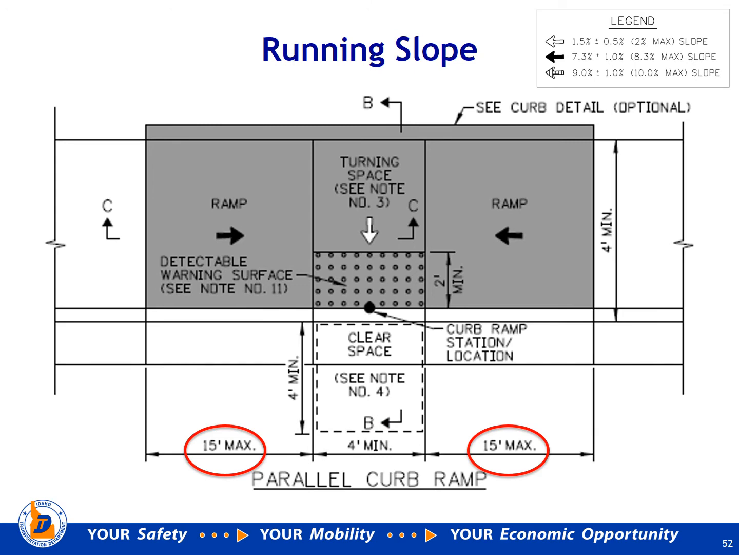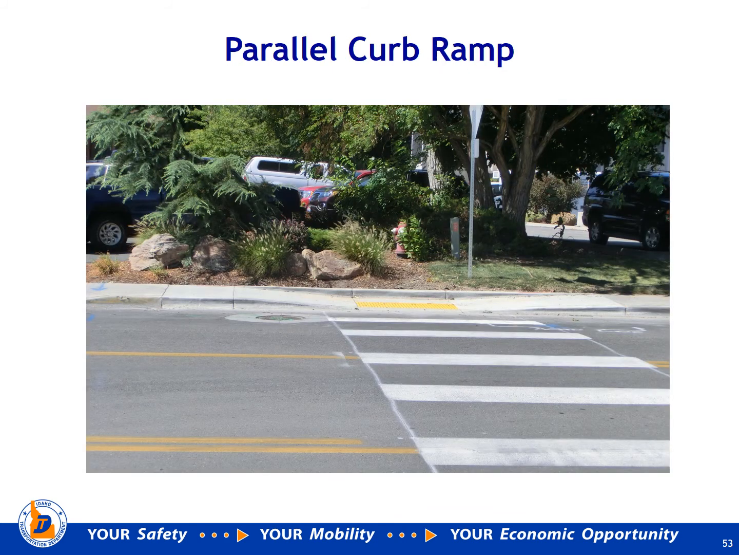The ramp slope is 12:1 or 8.3% maximum, just as it is on a perpendicular curb ramp. Once again, there is a 15-foot maximum slope length. You don't have to chase that 8.3% or 12:1 forever. Here is an example of a good parallel curb ramp.